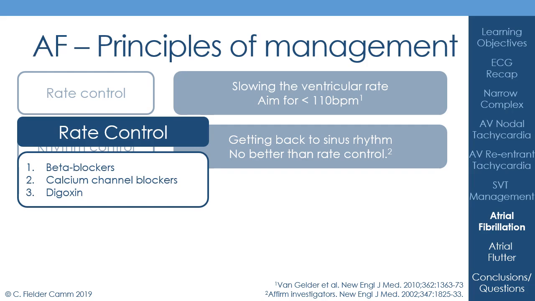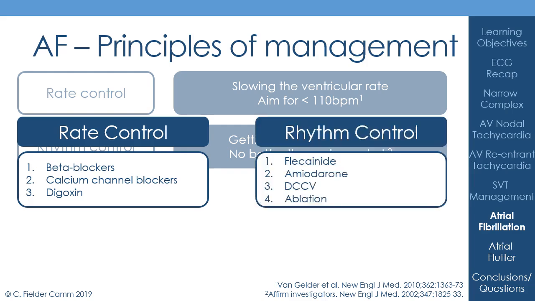So that's something to bear in mind. Now, in terms of rate control, the drugs you can think about are beta blockers, so something like bisoprolol, calcium channel blockers like verapamil, or digoxin. And I would be cautious about starting people on digoxin because it's not a particularly effective drug, and it's probably overused. So it would be lower down that list.